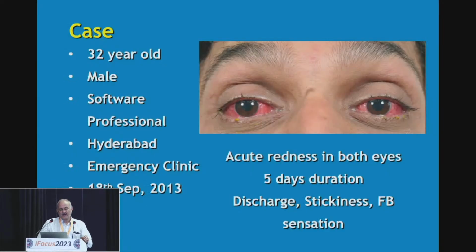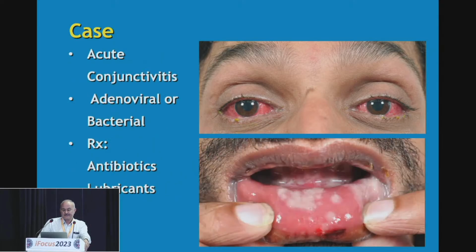Here is a case of a software engineer who presented with acute onset of red eye with discharge, stickiness and foreign body sensation. When we looked further, we thought it was adenoviral conjunctivitis, but there were some oral lesions. What do you think it might be? Is it still adenoviral, or somebody said Behçet's disease? What else could be a differential diagnosis?